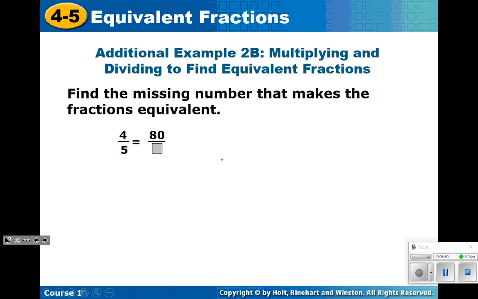It goes in the box. Jaden. 100. How did you come up with that? Times 20. Top and bottom, both by 20. Has to be the same thing. 4 times 20 is 80, and then 5 times 20 is 100. Exactly. Good.